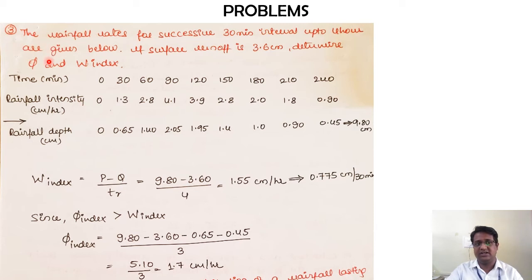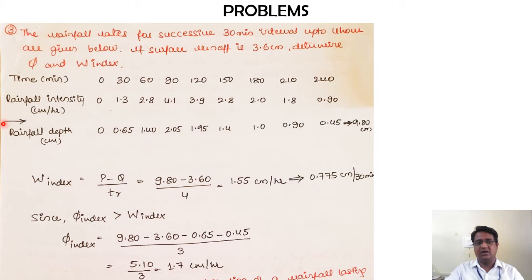So here, what they have told is the rainfall rates for successive 30 minute intervals. The total duration of rainfall is 4 hours, and out of that they have collected the rainfall data at 30 minute intervals, and the intensity of rainfall for each of these 30 minutes has been given in the first and second rows. And the runoff value they have given as 3.6 centimeters. With that they are asking to determine phi and W index.